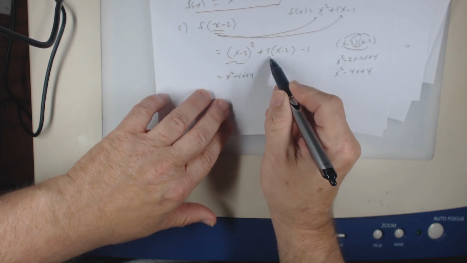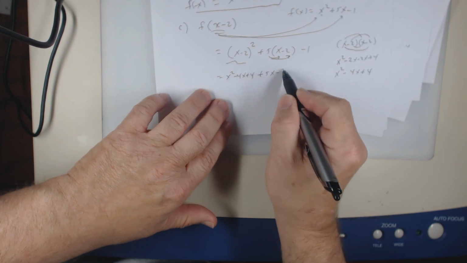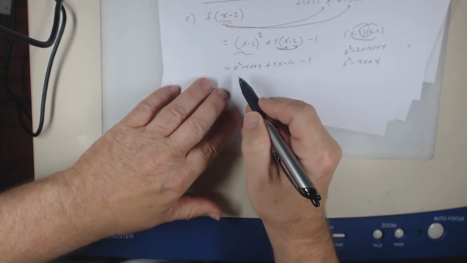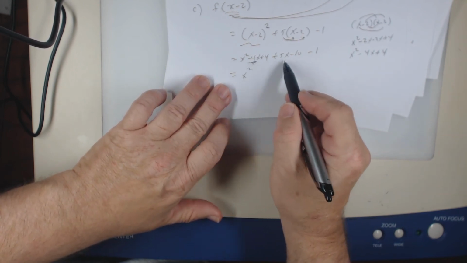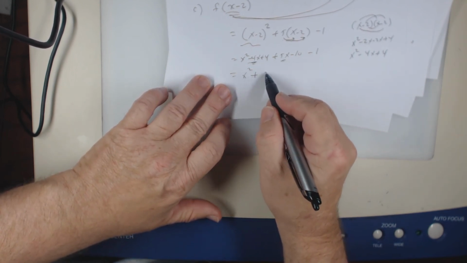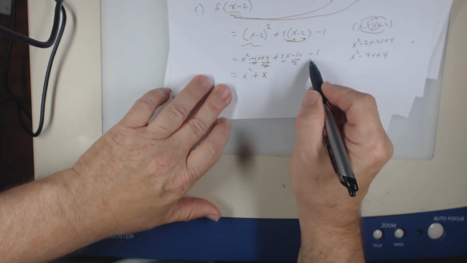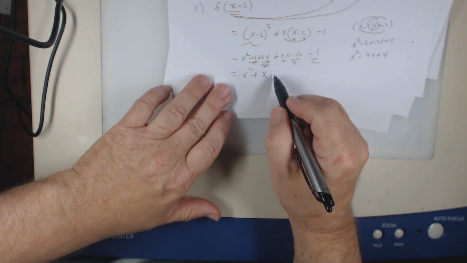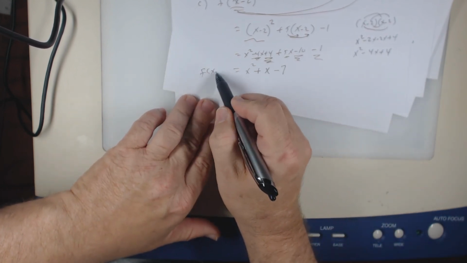The rest of it's easy. All you do here is distribute. So what does that become? And then your answer is just combine like terms. What's a negative 4x and a positive 5x? Positive 1x. What's a 4, a negative 10, and a negative 1? Negative 7. I'm taking your word for it. And that's what f of x minus 2 equals.